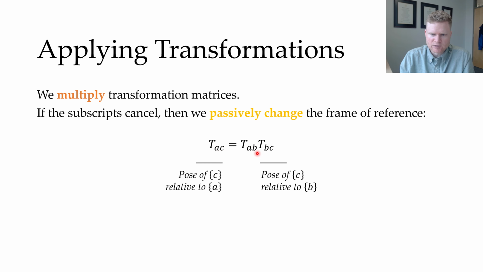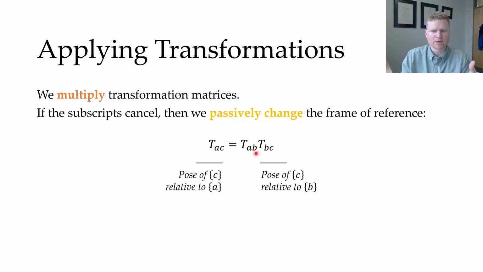I'm multiplying these transformation matrices, and this is the example we've already covered, by the way. We just went through this example. Now you'll notice, if you look at this, I've got TAB times TBC, and my subscripts here are canceling, right? The same way they did for rotation matrices, my subscripts here are canceling, and so I end up with TAC.